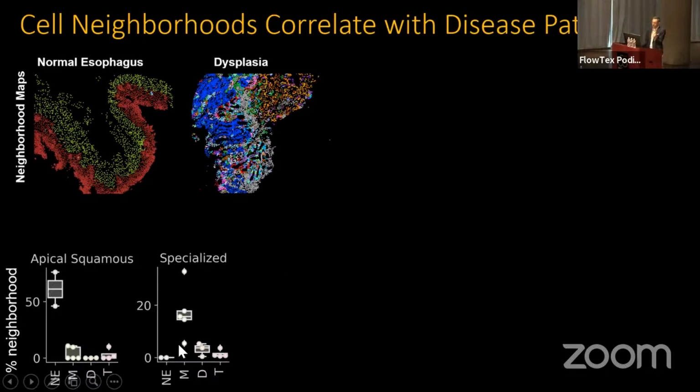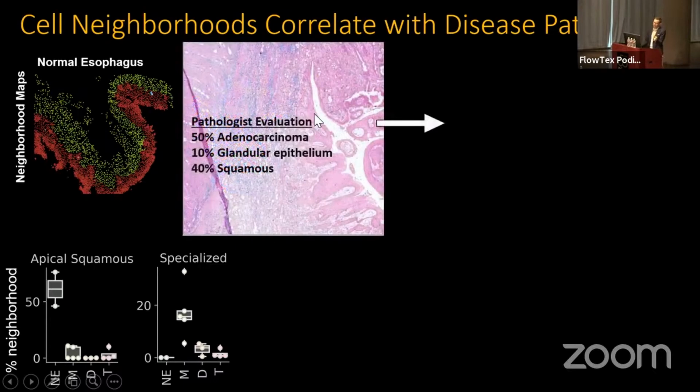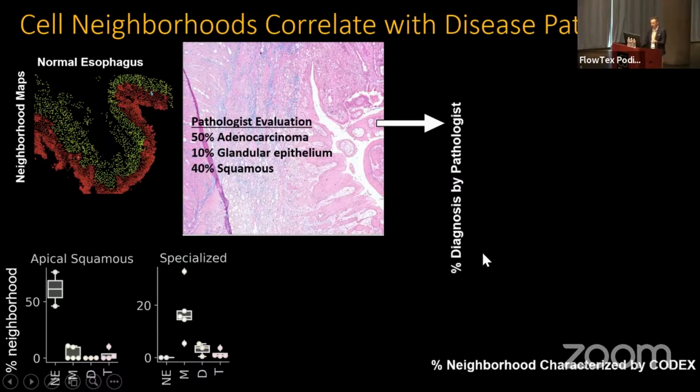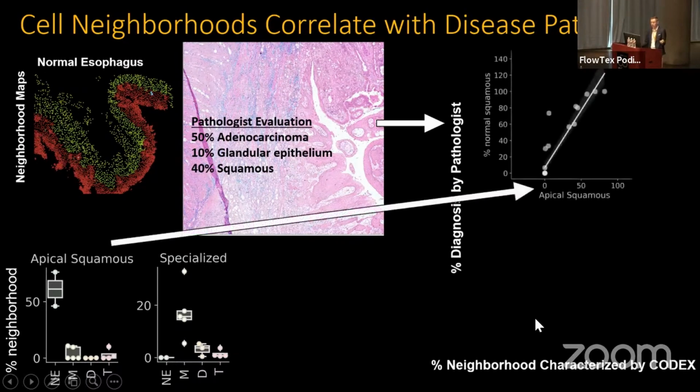But there was a high variance in these, and that's partially due to the actual biology. Each individual tumor can have multiple pathologies within it. So what we did is we had a pathologist go through and grade all of the different pathologies within the samples. For example, this one has 50% tumor, 40% normal, and 10% of this glandular epithelium. This way, we can characterize the percent characterized by the pathologist versus the percent characterized by CODEX to see which neighborhoods correlate very strongly with the pathology.